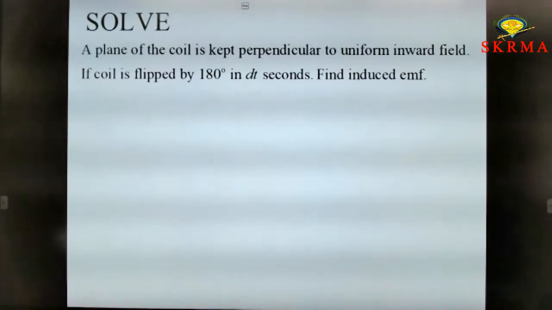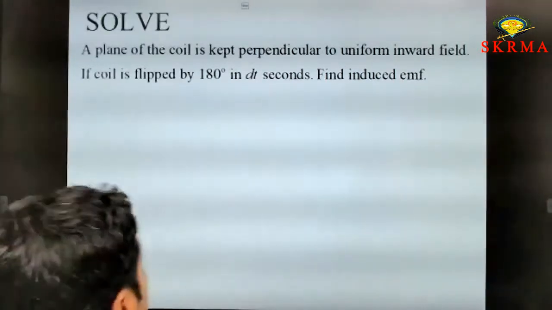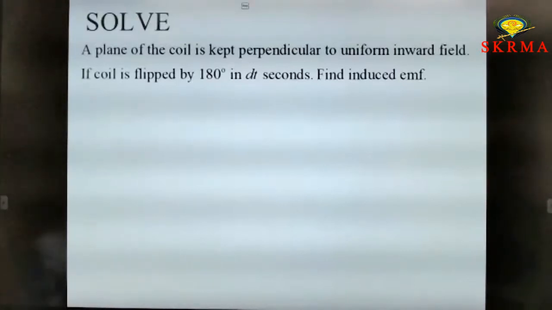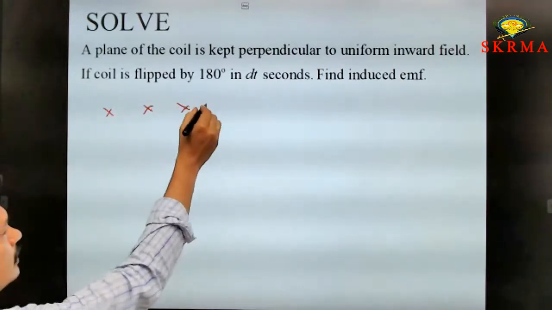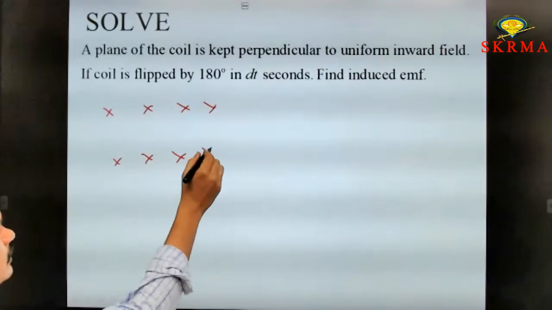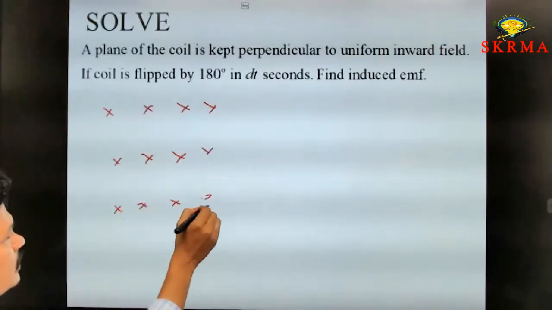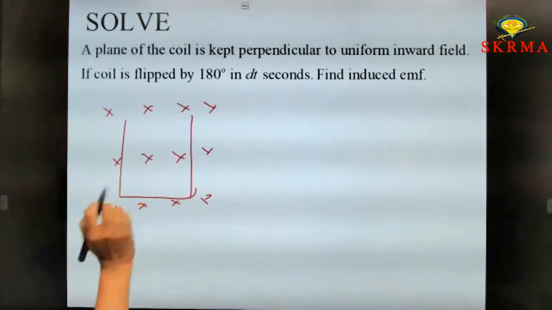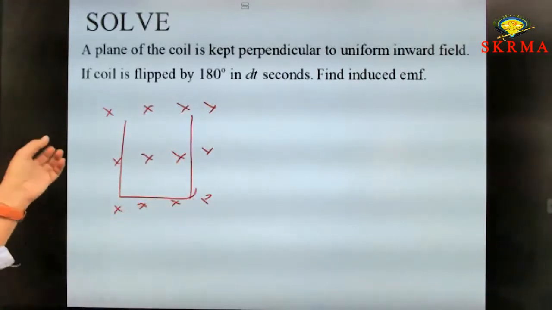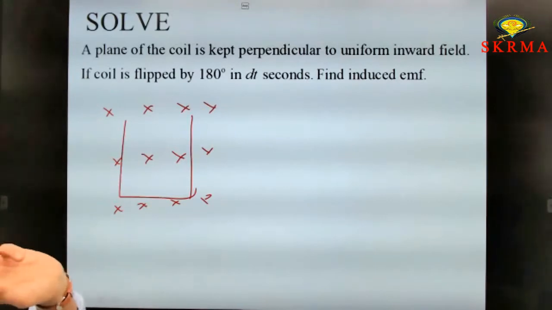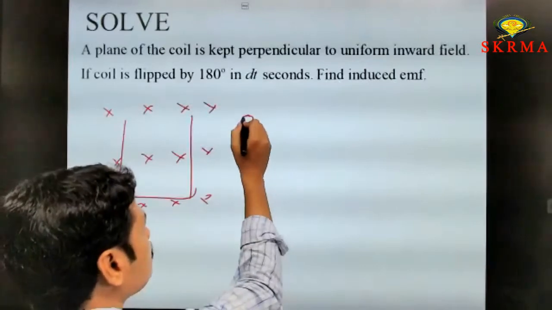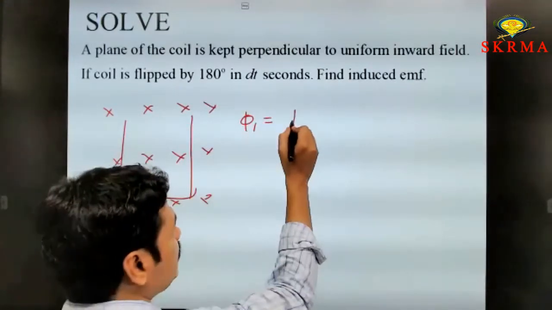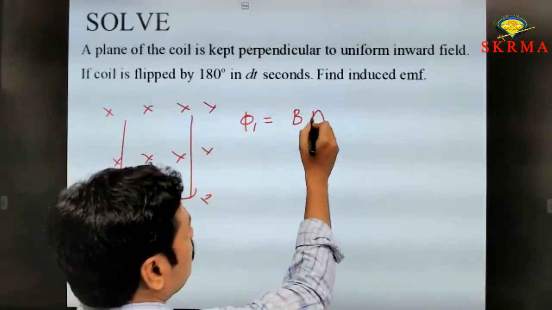The second one is also an application of Lenz's law as well as Faraday's law. A plane coil is kept perpendicular to an inward field. Remember, the field is inward here. The coil is placed like this. If the coil is flipped by 180 degrees in time dt, find the induced EMF. If you want to calculate the induced EMF, first calculate phi 1. What is the phi equation? BA cos theta.